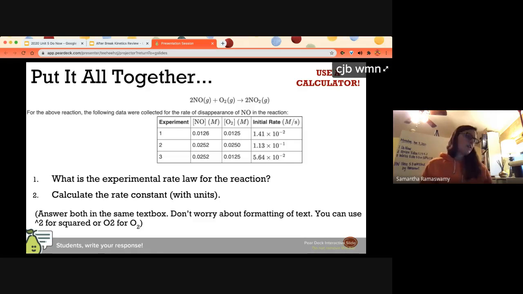Here's your tip for oxygen. You don't have to look from 1 to 2 or from 2 to 3. For oxygen, I looked from experiment 3 up to experiment 2. NO stays constant, but O2 from experiment 3 to experiment 2 doubles, and the rate also doubles. So that's first order. Again, if you check your rate law, NO is second order, O2 is first order.